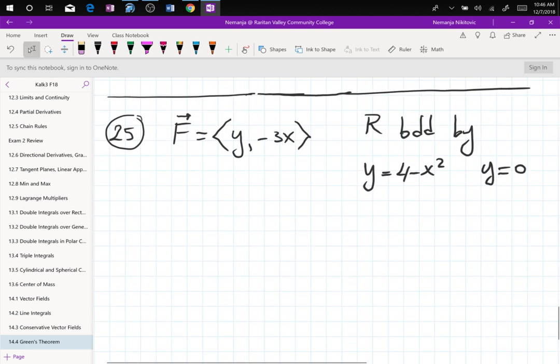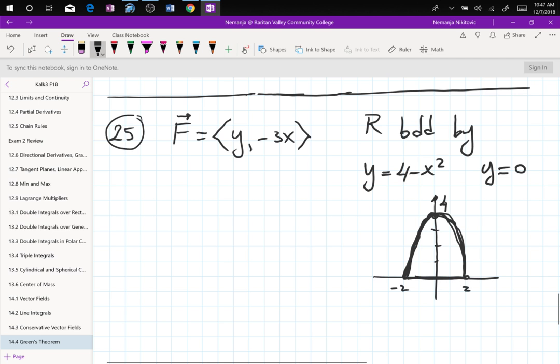You know what, before I do anything, I'm going to draw my region. 1, 2, 3, 4, 1, 2, 1, 2. And then we close it on the bottom. Looks like a bell, right? 4 on top, and negative 2 and positive 2 on the sides.